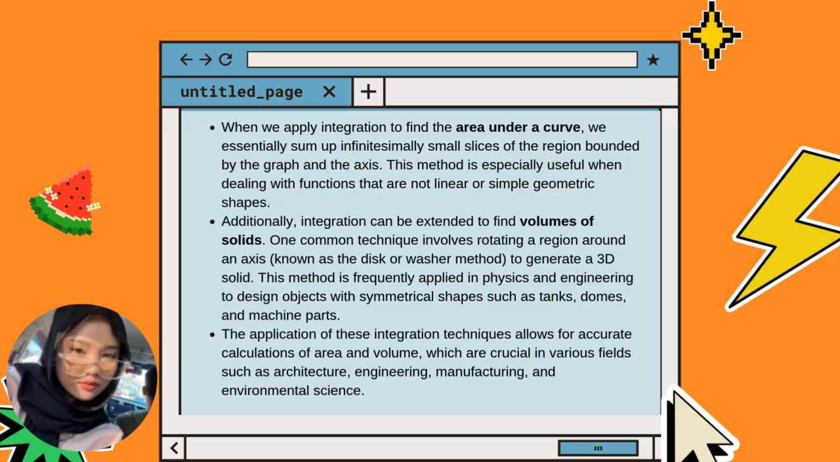Second, integration can also be used to calculate the volume of solids. One common method is to rotate a region around an axis, using what we call the disk or washer method. This technique is widely used in fields like physics and engineering to design symmetrical 3D objects such as tanks, domes, or mechanical parts. Overall, these integration techniques are important because they give us accurate results for area and volume, which are vital in architecture, engineering, manufacturing, and even environmental science.